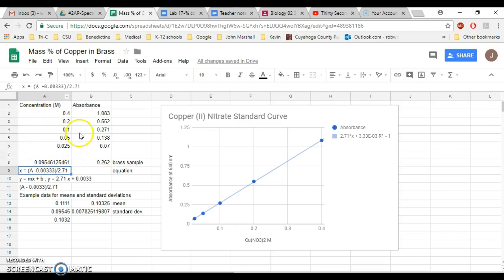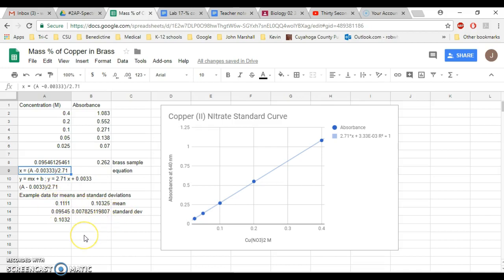Now, the important thing to note is to make sure that your number makes sense. So for example, my absorbance was 0.262 for my brass sample. And if I go up here and look, the closest one to it was about 0.1, which was 2.71 absorbance. So my number actually makes sense. It's a little bit less than 0.1 molar. Okay? Make sure that your number makes sense. If it doesn't, check your equation to make sure that it is good.